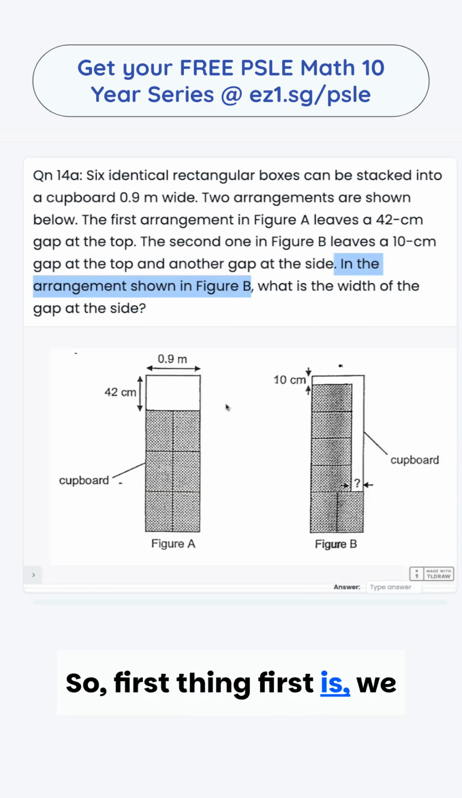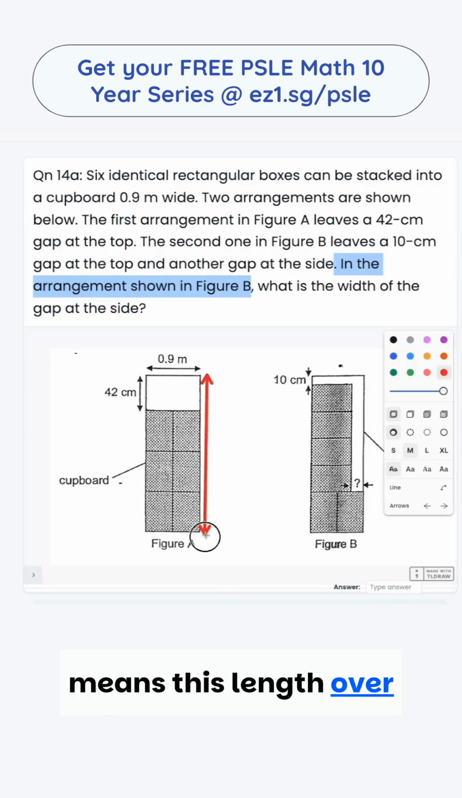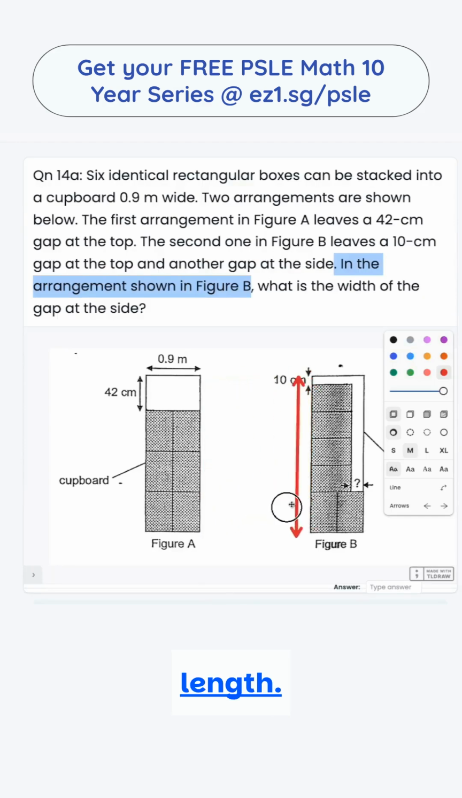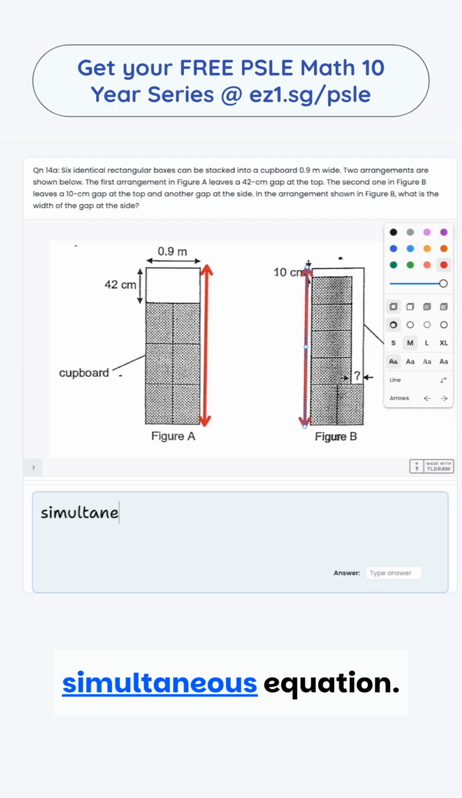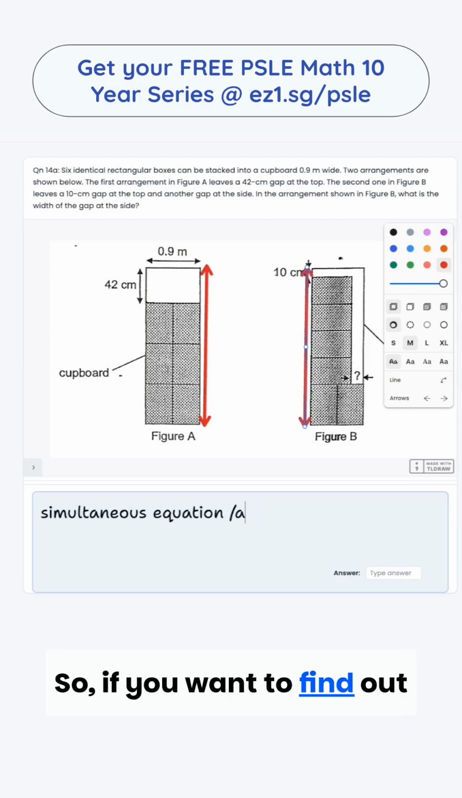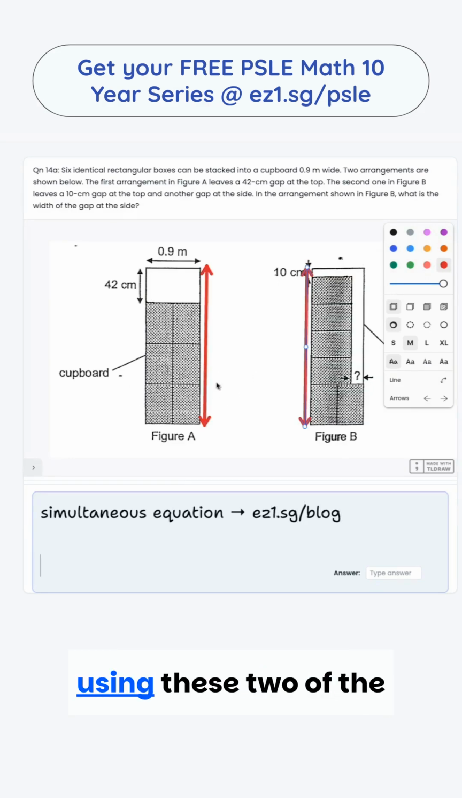So first thing first is, we know that both are the same rectangular boxes, figure A and figure B, which means this length over here is the same as this length. So that means we need to use this thing called simultaneous equation. If you want to find out more, you can go to easy1.sg/blog. This simultaneous equation we can form by using these two of the same height of this cupboard.